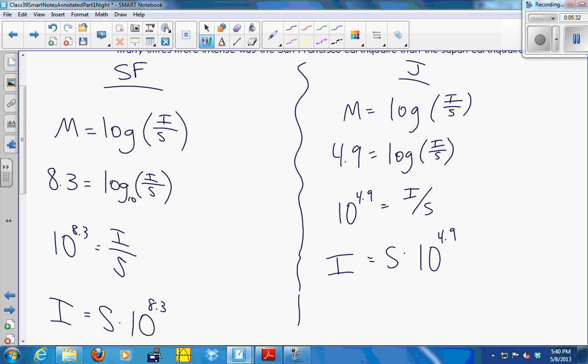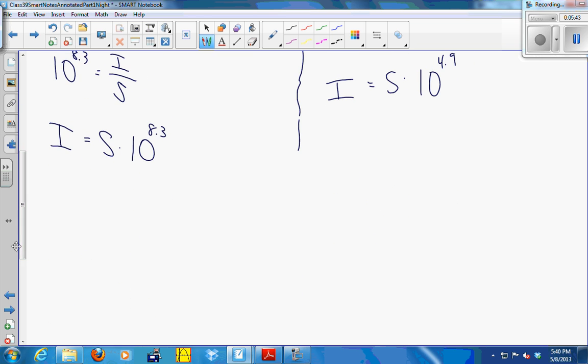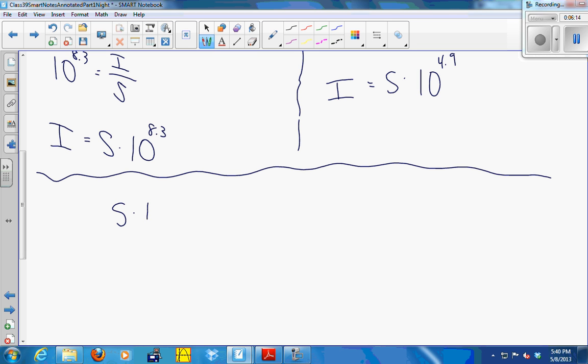The question asked me, how many times more intense was the earthquake in San Francisco than the earthquake in Japan? So how do you find out how many times bigger one number is than another? Yep, you divide them. Like if I said I have $5 in my pocket and somebody else has $50 in their pocket, they have 10 times more than I do because you divide 50 by 5 and you get 10. So I'm going to divide the bigger number by the smaller number to answer the question. The S's cancel, so it turns out I don't need to know what that number is anyway.